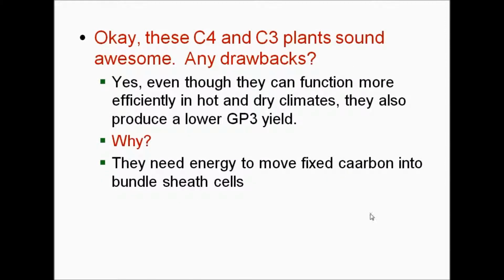So it's very widespread. Okay, these C4 and CAM plants sound pretty awesome, right? Any drawbacks? Yes. Even though they can function more efficiently in hot and dry climates, they also produce a lower G3P yield. They don't produce as much. Why? Because they need energy to move fixed carbon into bundle sheath cells. Oops, typo, sorry, I typed that this morning. Remember, they do that in the bundle sheath to keep it separate, and it takes energy to move it there, so they can't use that energy to make more G3P. Only drawback. And you are done!